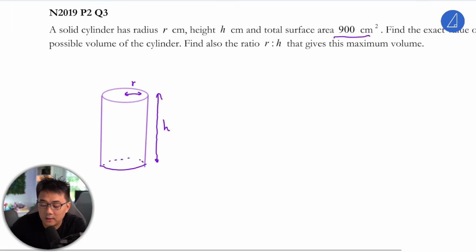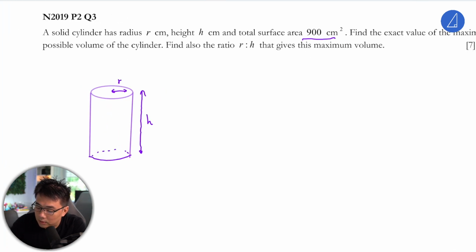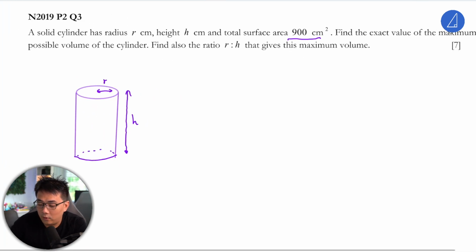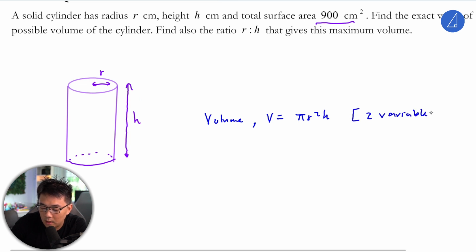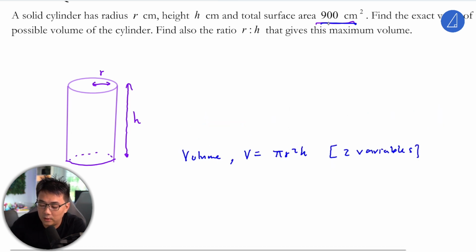Total surface area is 900 square centimeters. It's a solid cylinder, so it's a closed cylinder. Find the exact value of the maximum possible volume. The volume of the cylinder is pi r square h, no issue. Our problem here is two variables. You need to change this to only one, so you try and relate them by using this total surface area. We know that total surface area is 900 square centimeters.